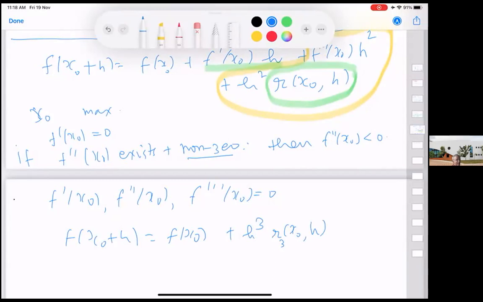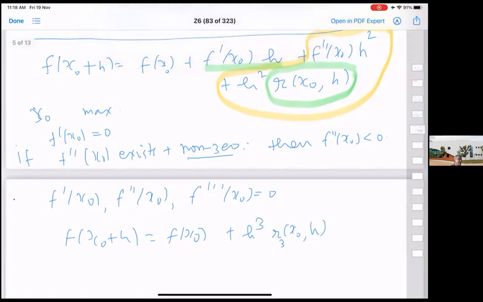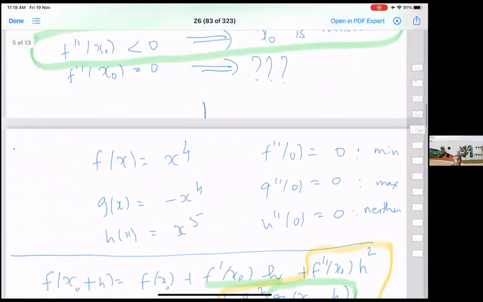We have nothing more than that it goes to 0 as h goes to 0. So it could be positive always, it could be negative always, or it could be changing signs. And that is how we had already seen the three examples, where the second derivatives are zero, but yet minimum, maximum, you can't determine.